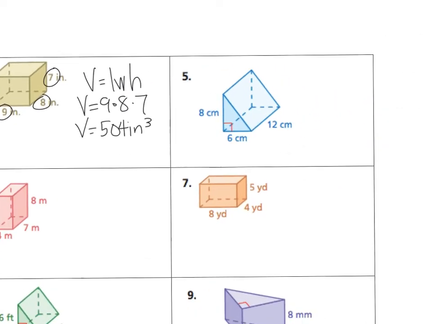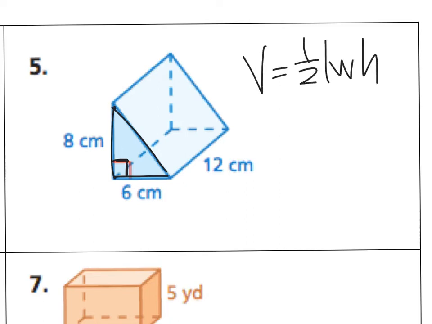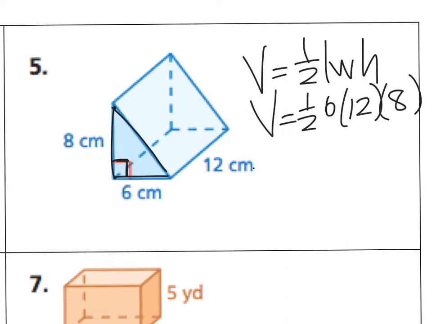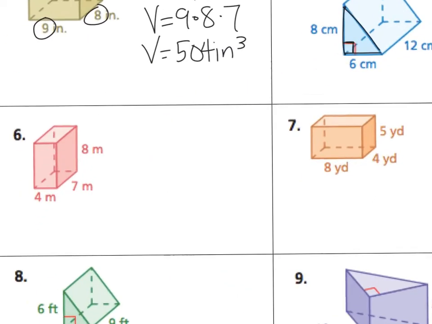All right. Looking at number 5, you can see a triangle. So this is 1/2 LWH because my base is a triangle. Okay, so this is 1/2. My length is 6, my width is 12, and my height is 8. It really wouldn't matter what order you put those numbers in, but it is a good idea to know what's your height and what's your base. All right, so this gives me 288 centimeters cubed when I multiply. Okay, it's as simple as that, guys.